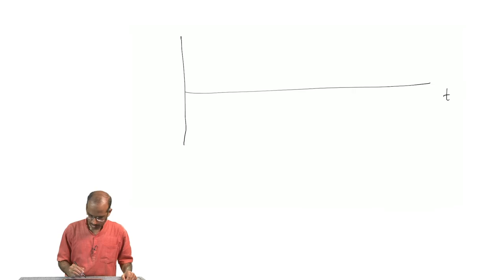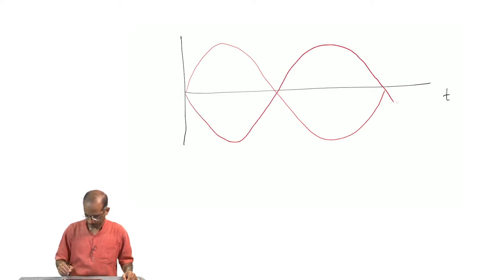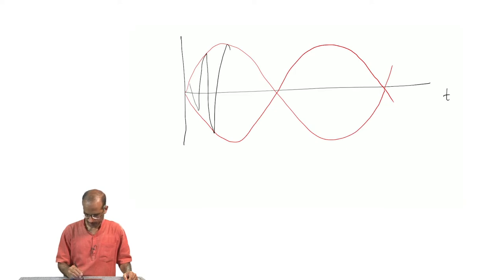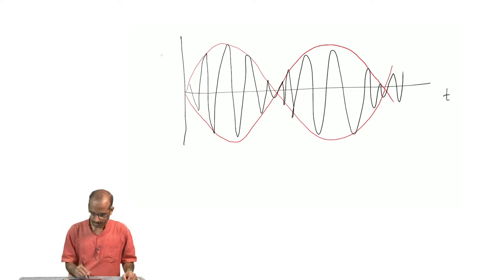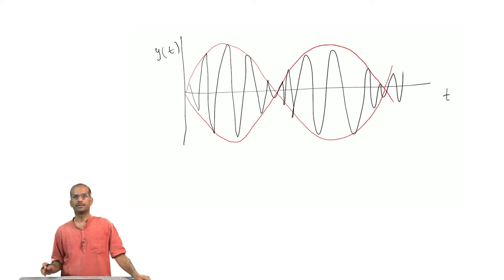So, what you are going to have is an overall envelope of slower oscillations, which might look like this. And of course, there is going to be fast oscillation. Something like this. So, here I have plotted y as a function of x, of course, is fixed. So, let us just take it as a function of time.